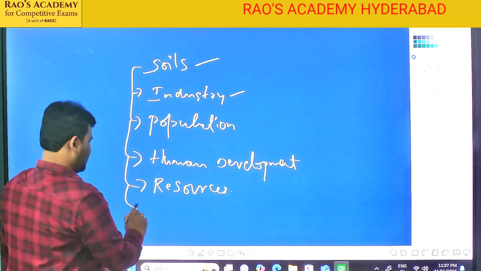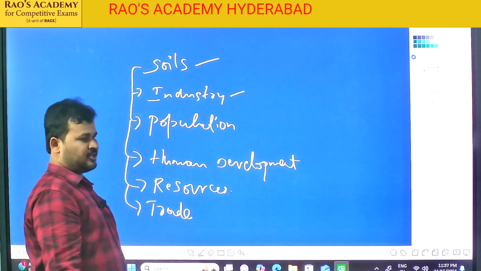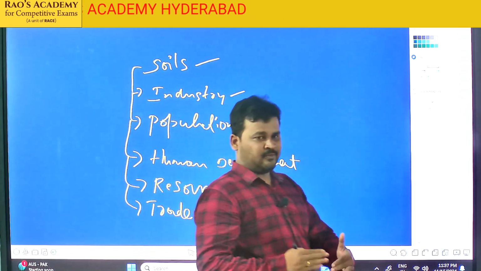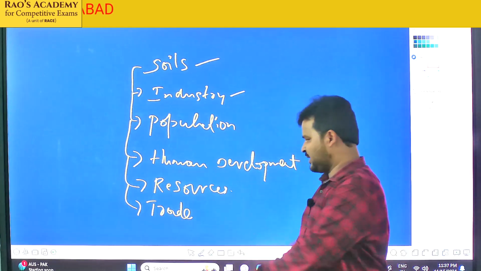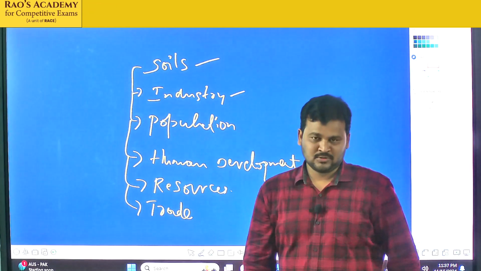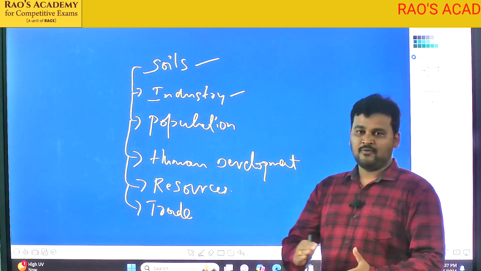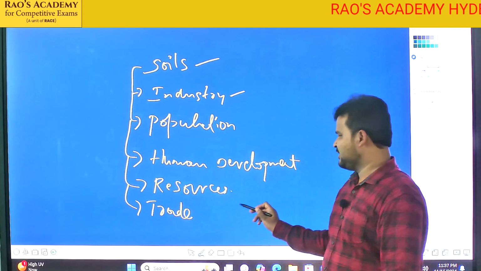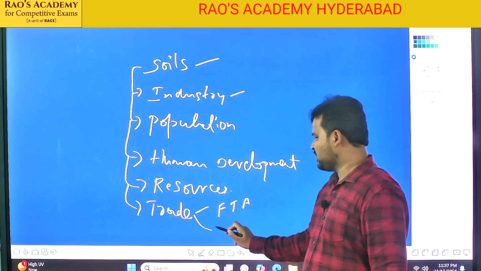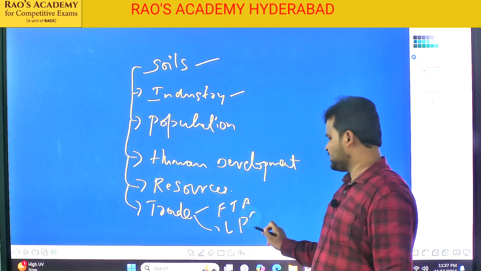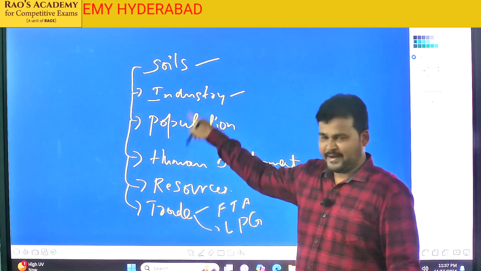Okay. Then after that, one more chapter, that is trade. Under this trade, we need to discuss how India has made many bilateral agreements with various countries. So, under this trade concept, we need to study what agreements India made with various countries, and also we need to concentrate on free trade agreements. We need to concentrate on LPG reforms which are related to trade. Okay. So, all these concepts we will cover under Indian geography.